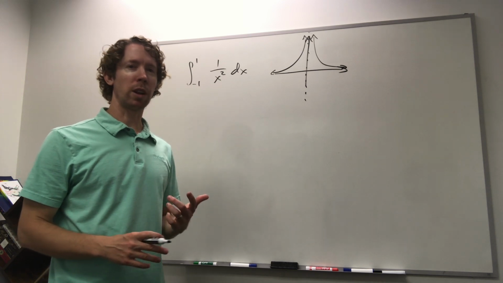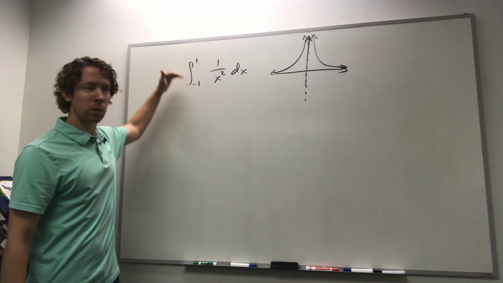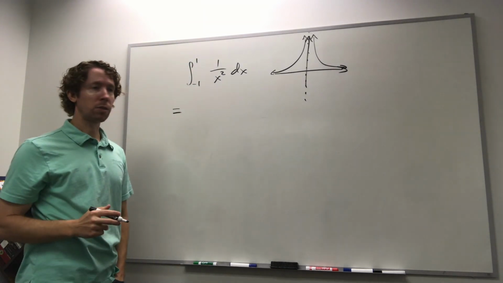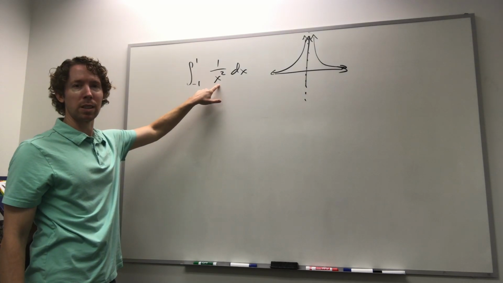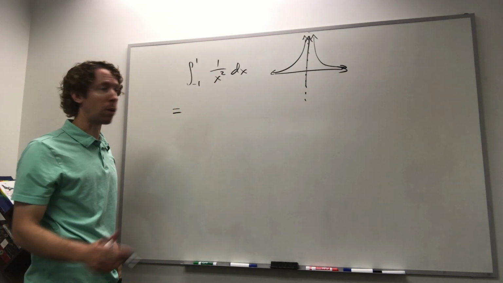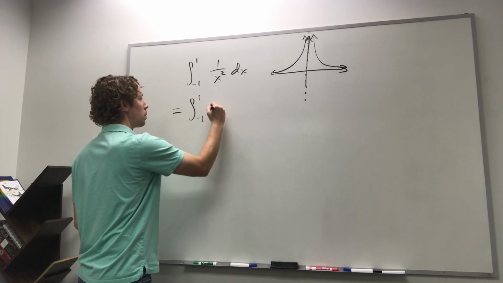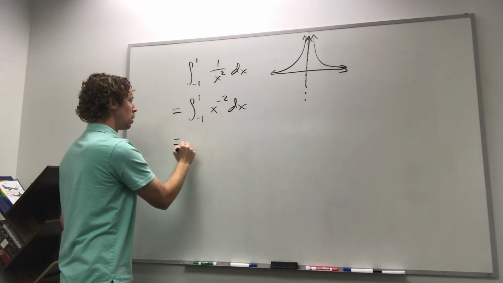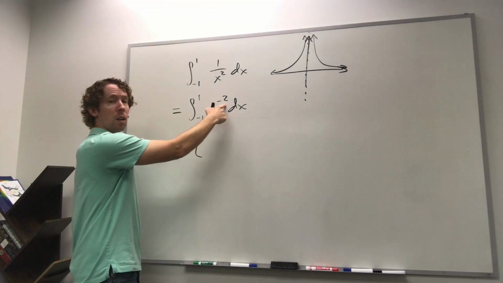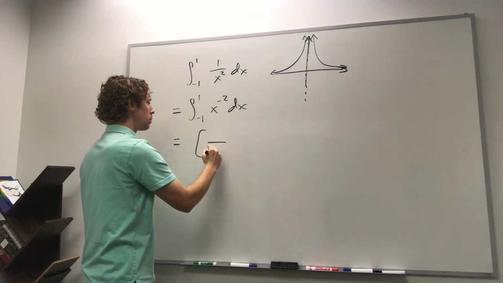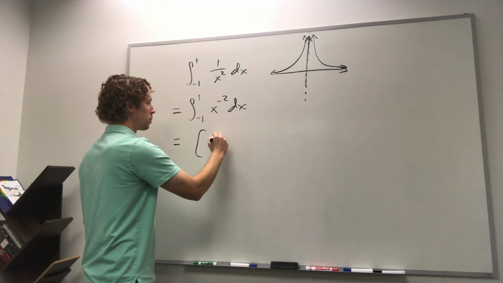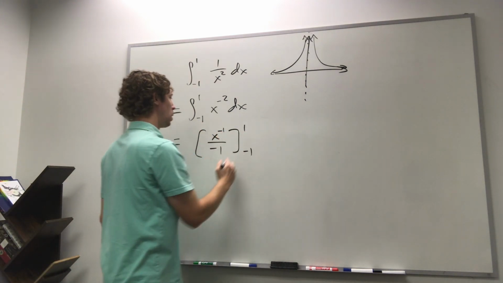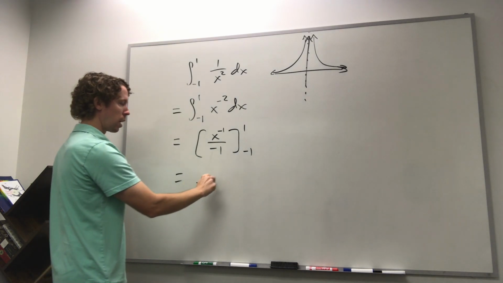Hello, I've got an integral that I'm trying to figure out here. It's the integral from -1 to 1 of the function 1 over x squared. So my normal process for this is to think of this as x to the -2 and just apply the power rule. So add 1 to the power, divide by that number, I get -1. So I get x to the -1 divided by -1. And that's -1 over x.